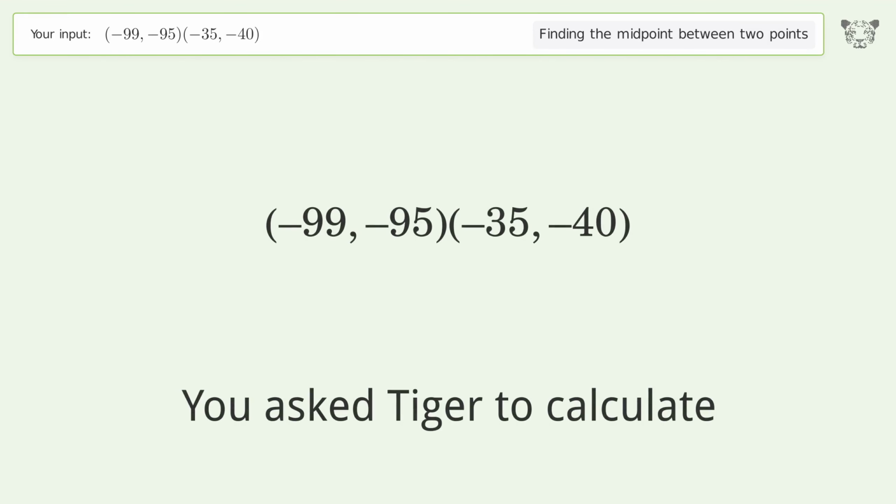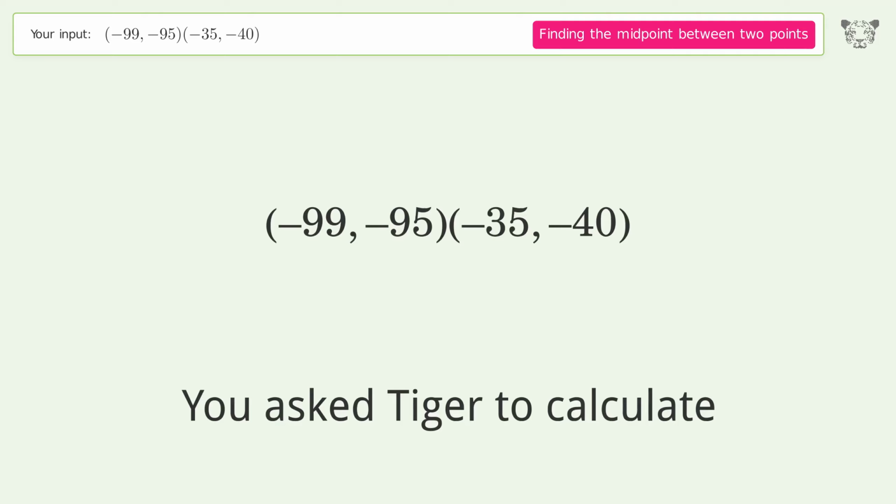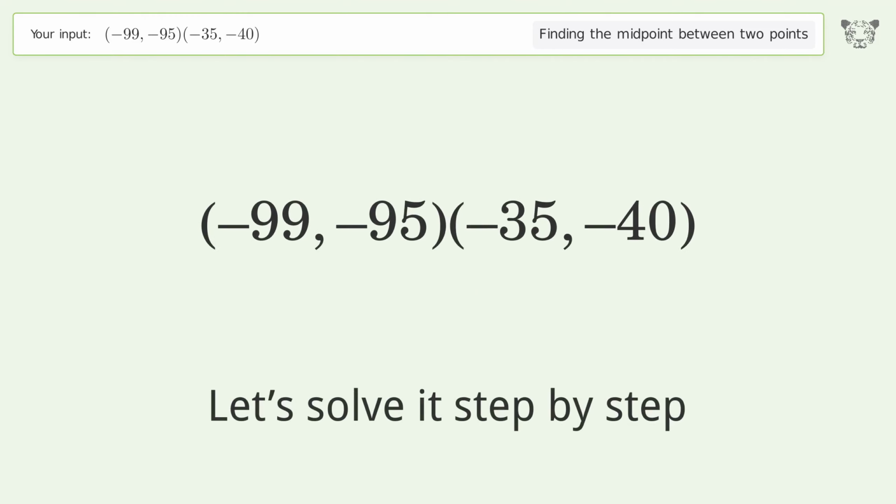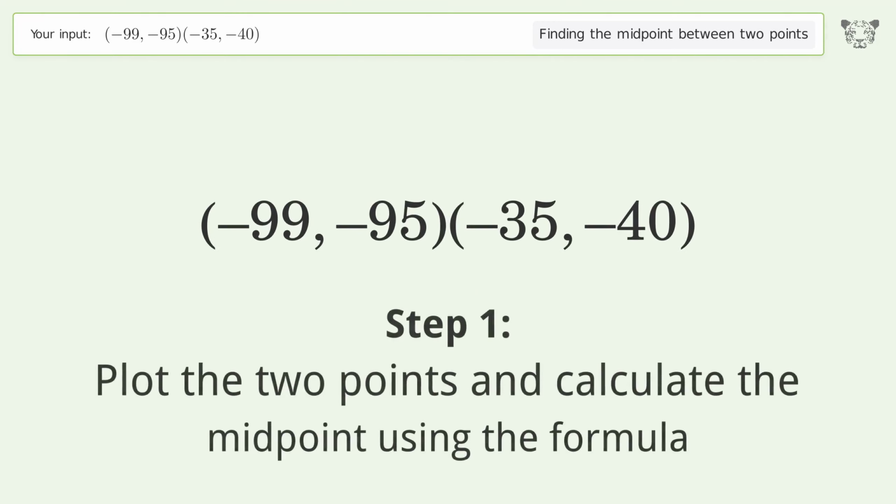You ask Tiger to calculate. This deals with finding the midpoint between 2 points. The midpoint between the 2 points is -67, -67.5. Let's solve it step by step. Plot the 2 points and calculate the midpoint using the formula.